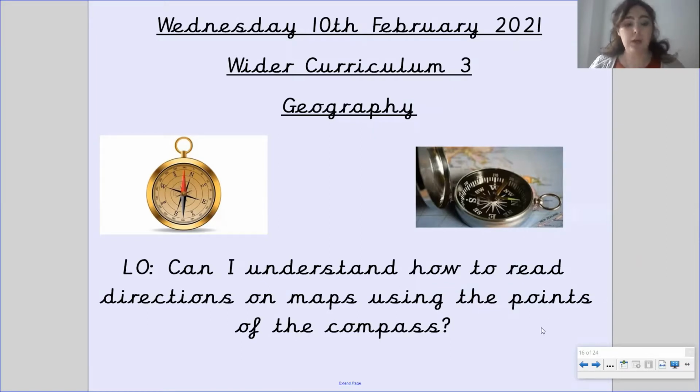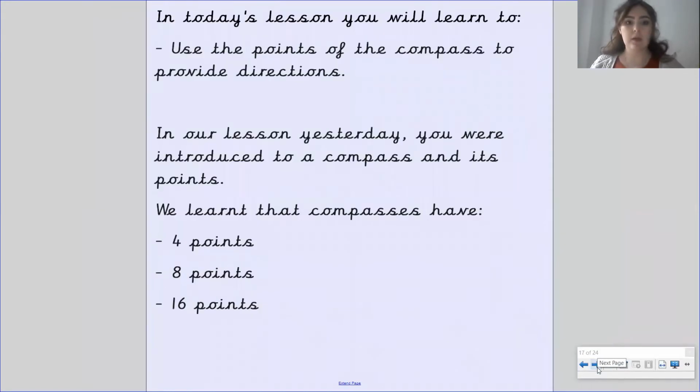Geography. So our learning objective for this lesson is, can I understand how to read directions on maps using the points of the compass? So in today's lesson, you are going to learn to use the points of the compass to provide directions. In our lesson yesterday, you were introduced to a compass and its points. We learned that some compasses have 4 points, some have 8 points, and some have 16 points.